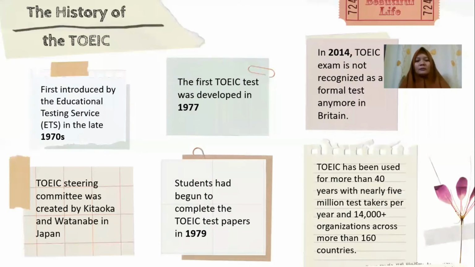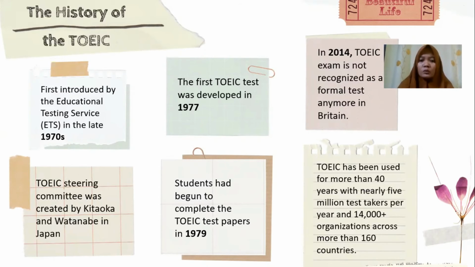Okay, now let's take a look at this slide about the history of TOEIC. Well, the TOEIC was first introduced by the Educational Testing Service, or ETS, in the late 1970s. The company created the test to evaluate English language proficiency within a business environment. The idea was developed by Yasuo Kitaoka to be used in Japan. Kitaoka and Watanabe created the TOEIC steering committee, which eventually secured government support.